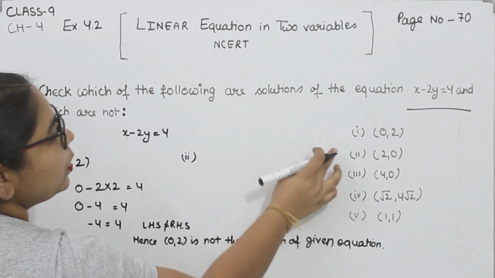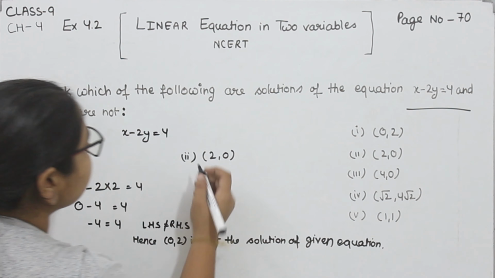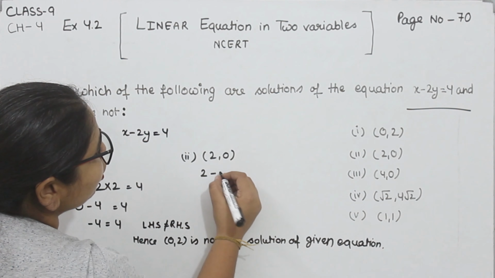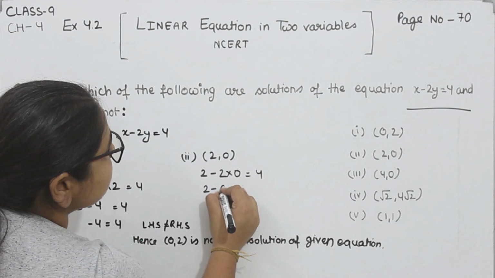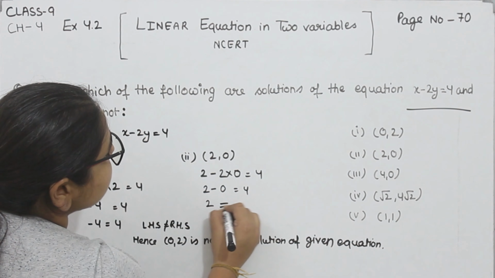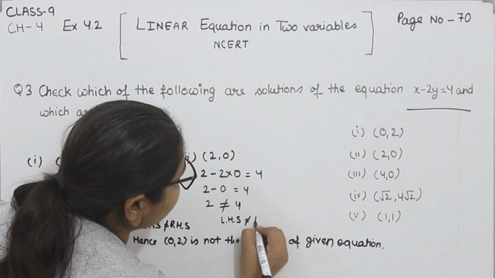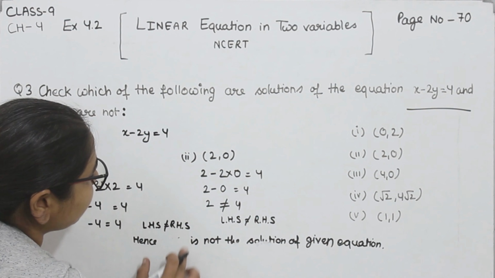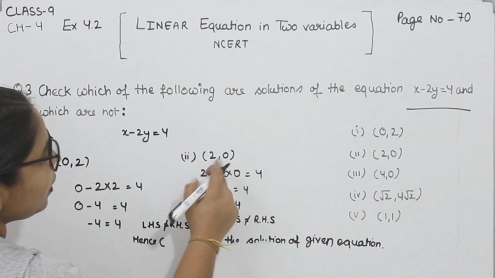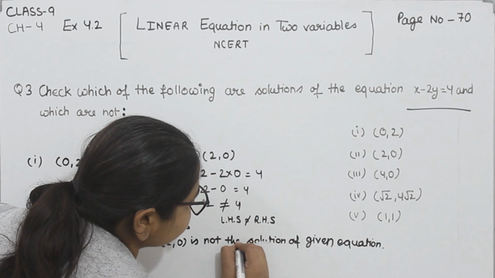In part 2, x is equal to 2 and y is equal to 0. Now we are going to put this value in the equation. Now 2 minus 2 multiplied by 0 is equal to 4. Now 2 is not equal to 4. So we are going to write here left hand side is not equal to right hand side. In the first part the statement was for (0, 2), so we'll change the point here. Hence point (2, 0) is not the solution of the given equation.